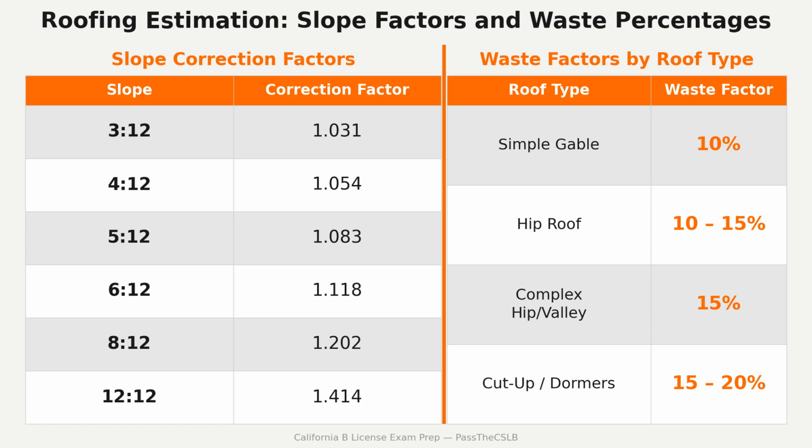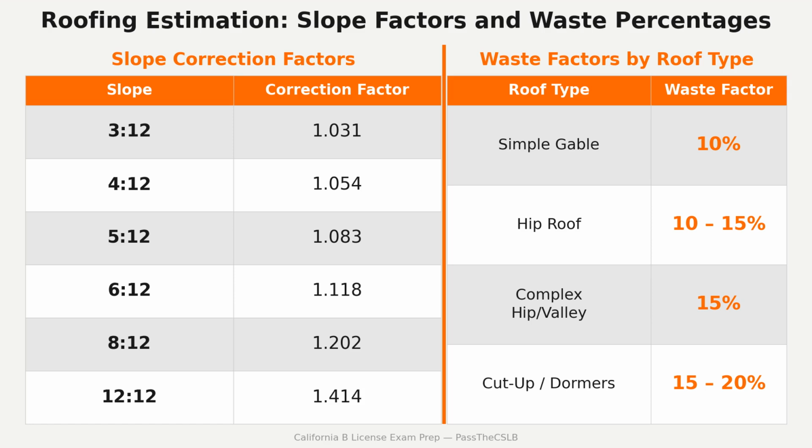Building footprint, 40 feet by 50 feet, gable roof at 6 to 12. Overhangs, 2 feet on each long side, 1 foot on each short end. Step 1, plan area with overhangs. Long side 50 plus 2 equals 52 feet. Short side 40 plus 4 equals 44 feet. Plan area 52 times 44 equals 2,288 square feet.